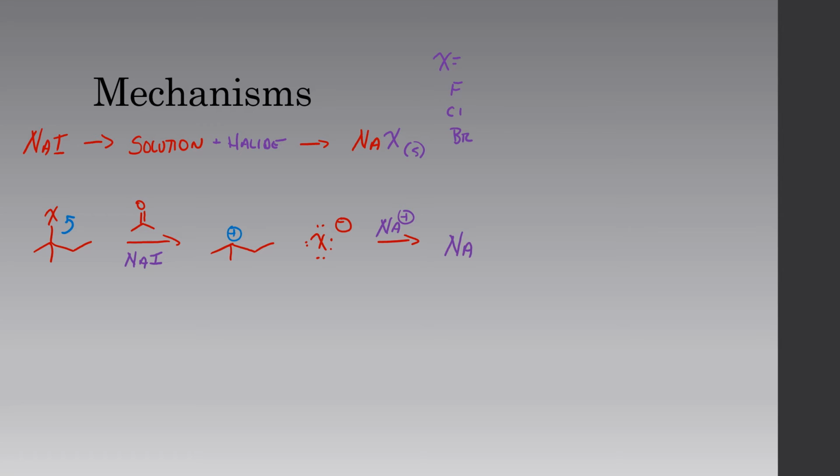We're going to form this as a solid which precipitates out. And then this is removed from our reaction. That X minus is now solid. It's not in solution. It can't participate in this reaction anymore.